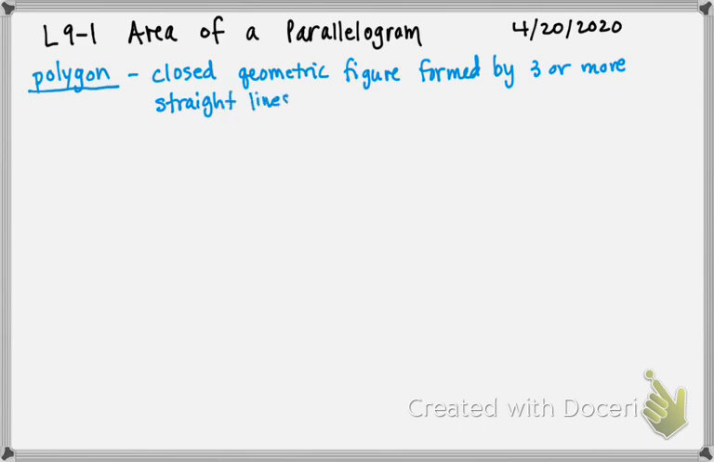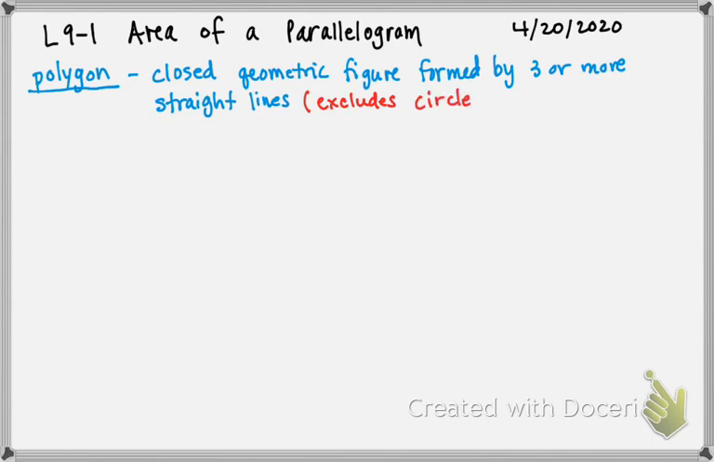Now, because it's formed by straight lines, there's a geometric figure that you're probably familiar with that doesn't have any lines, it just has curves, right? So this means that it excludes circles. Circles are not considered polygons, okay? They're figures, geometric figure, but they're not a polygon, okay?